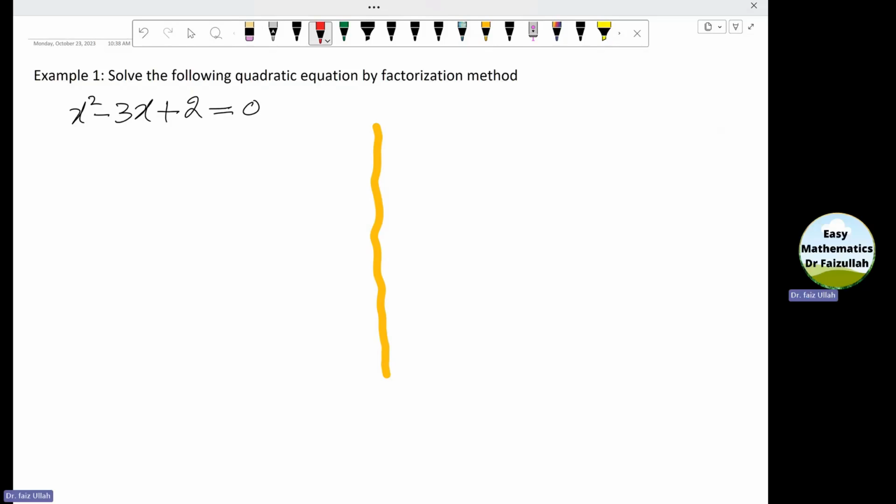Bismillahirrahmanirrahim. Assalamu alaikum. Dear students, let us learn how to use factorization to solve a quadratic equation.